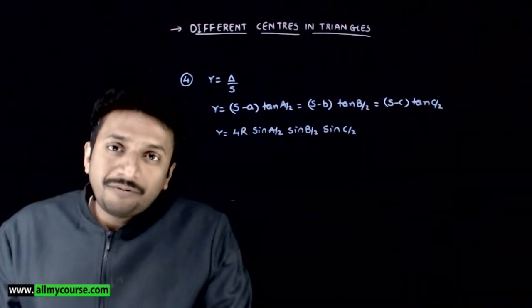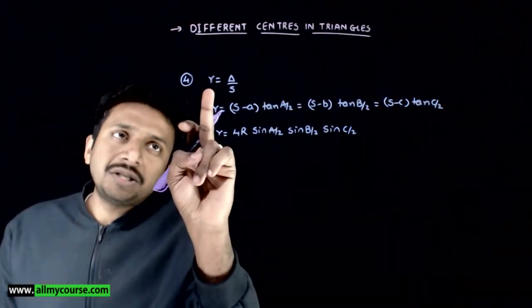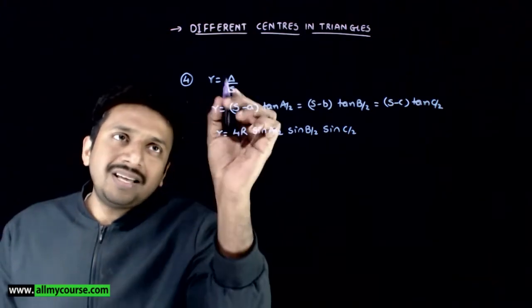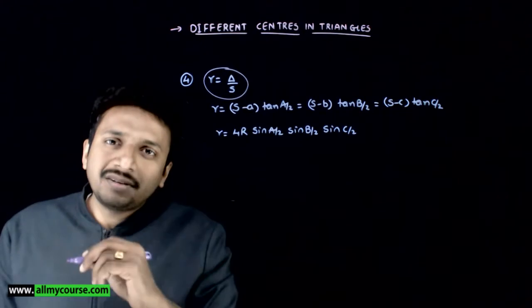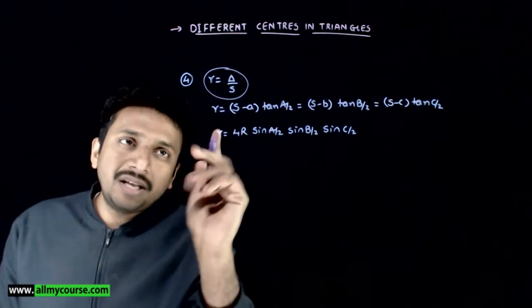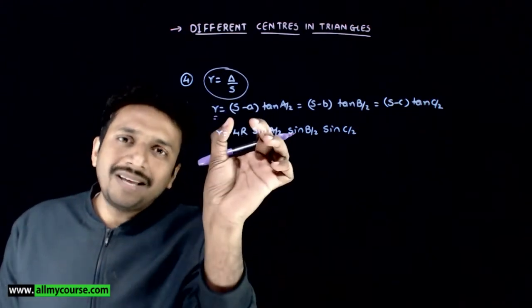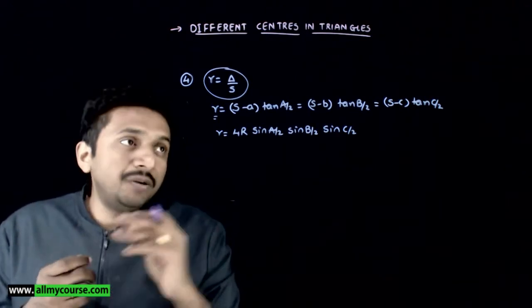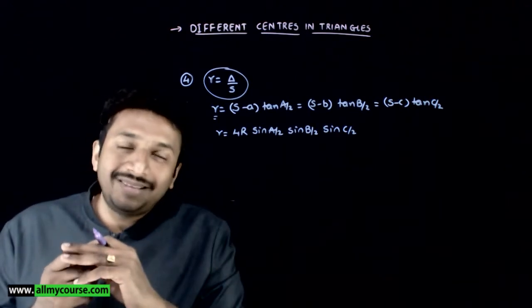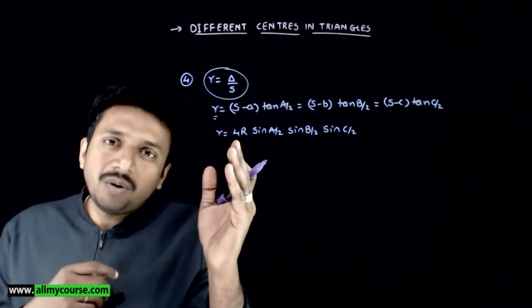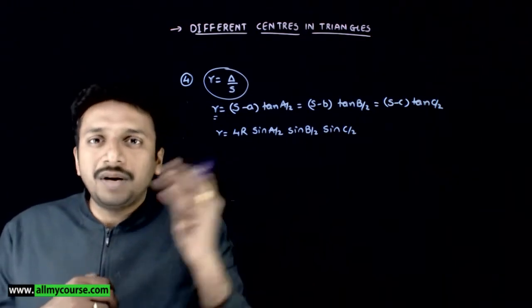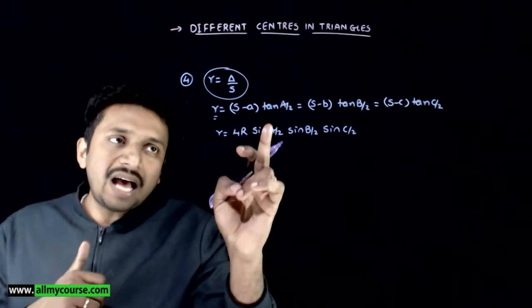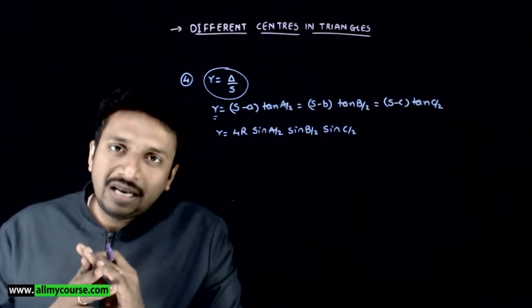So the next formulas are the extension of r is equal to delta by s. This is a formula which I have already derived. And from this, you can also derive r is equal to (s minus a) times tan A by 2, or (s minus b) times tan B by 2, or (s minus c) times tan C by 2. And r is also equal to 4R sin A by 2 sin B by 2 sin C by 2. These are very easy to derive using the half angle formulas which I have already known.